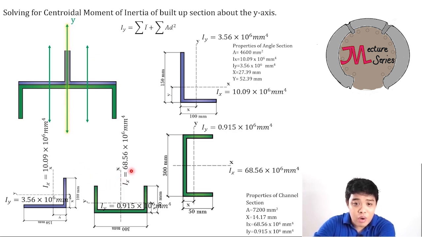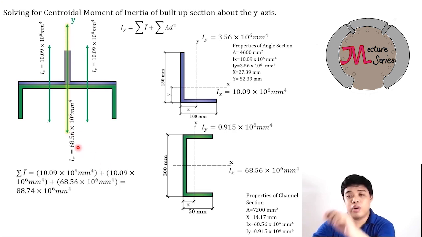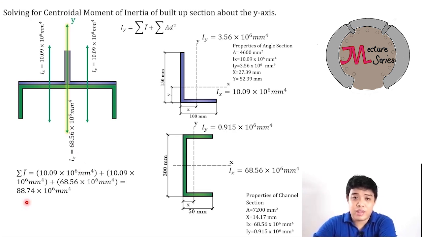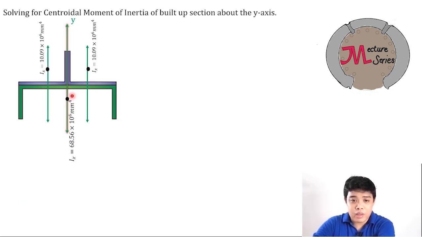And for the channel bar, you are also going to consider this value of moment of inertia because you rotate it 90 degrees. Therefore, this axis will be the one that becomes parallel to the centroidal y-axis. This is the Ix of the channel bar. Since you rotated it, it became parallel now to the y direction. You are going to sum all of it. That is 88.74 times 10 to the 6th power millimeter to the fourth. These are the centroids of the sections.